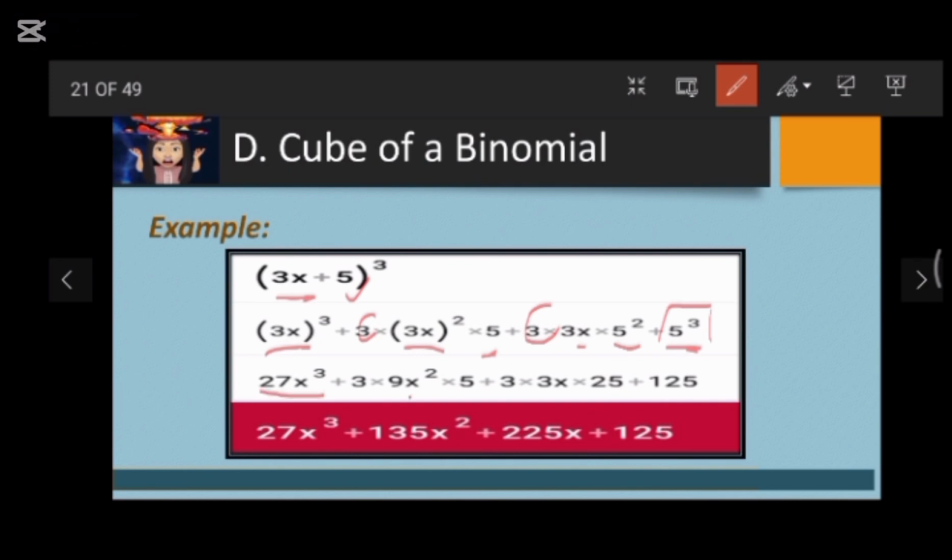27x cubed, and we are going to square the first term, which is 9x squared, and we are going to square the last term here and here. So we have 25, and we're going to find the cube of this one. So we have 1, 2, 5. So we need to evaluate this one. We will have 27x cubed plus 135x squared plus 225x plus 125.